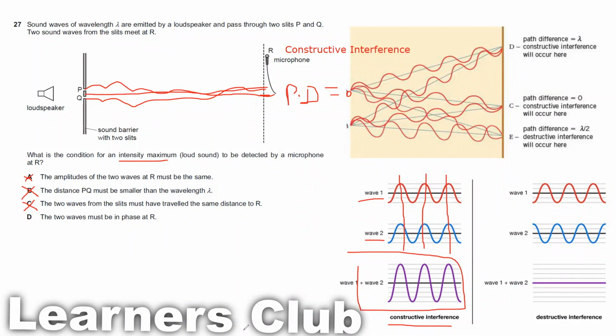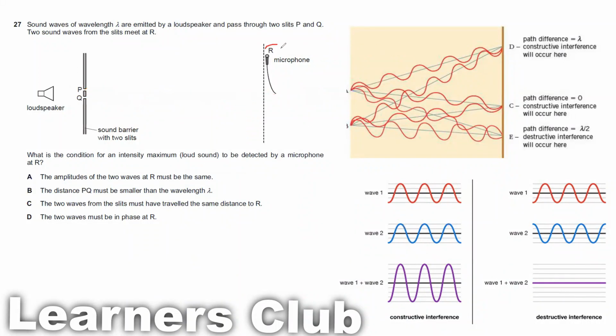So to have constructive interference at this point, we know the path difference is not 0, but they will meet up in phase. So the two waves must be in phase at R. So the answer for this question is option D.